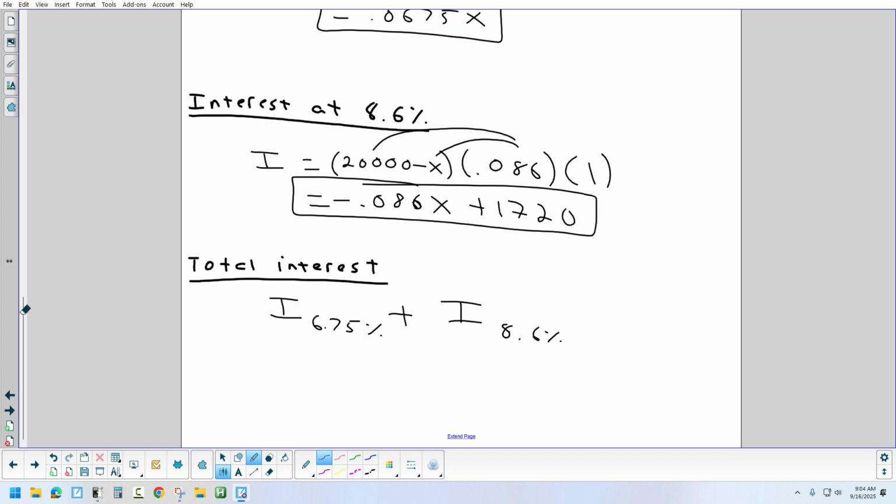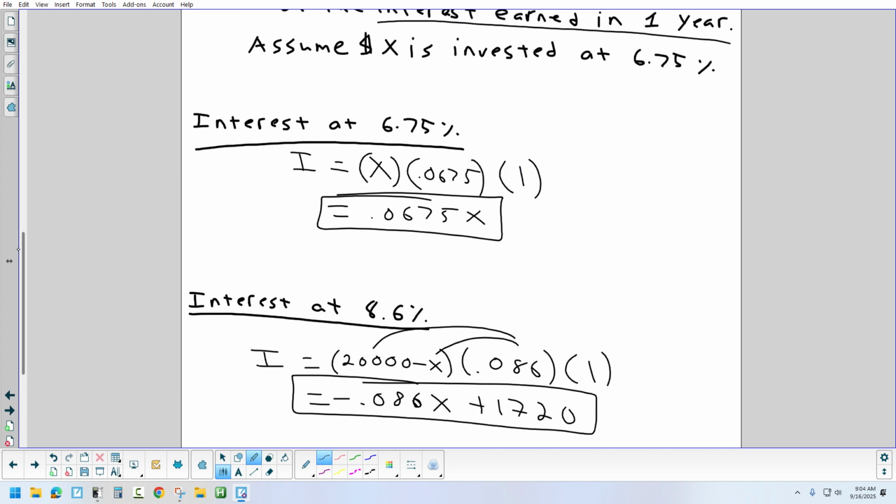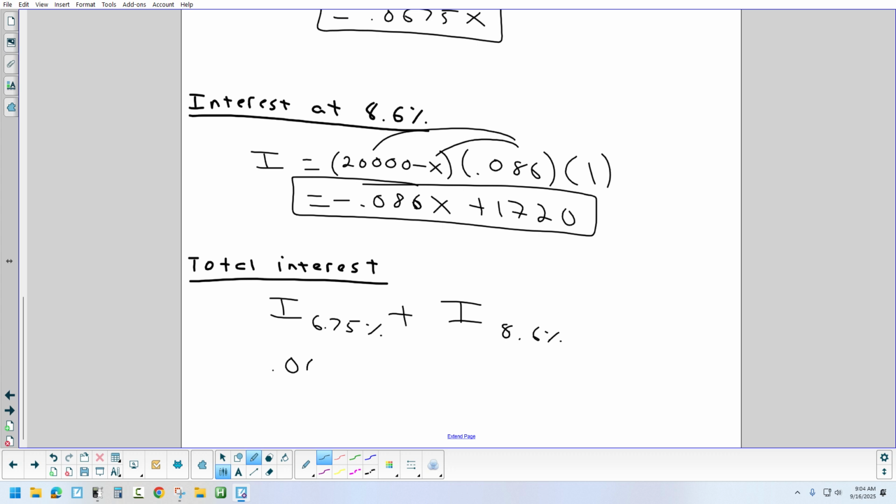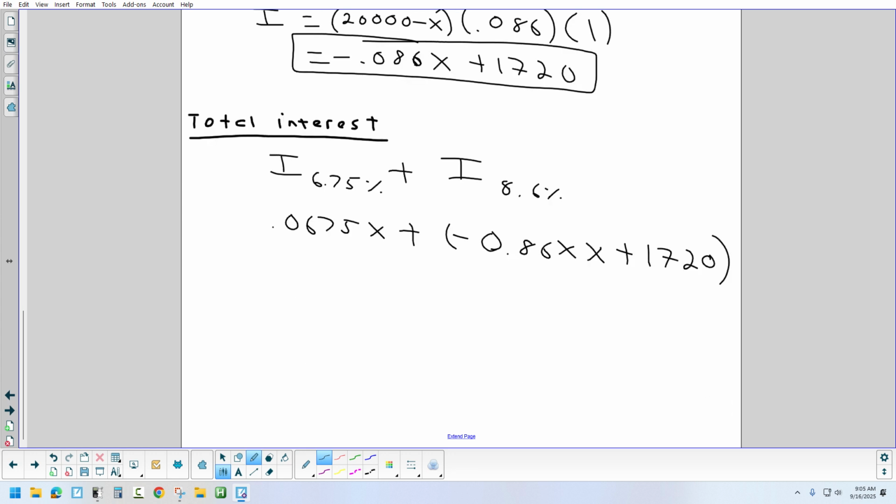Just kind of an abbreviation of writing that down. So let's look up each formula. 0.0675x plus negative 0.086x plus 1720. So add that together, and that will give you your total interest. Okay, 1720, we don't have anything to combine that with. So we can just write that down.